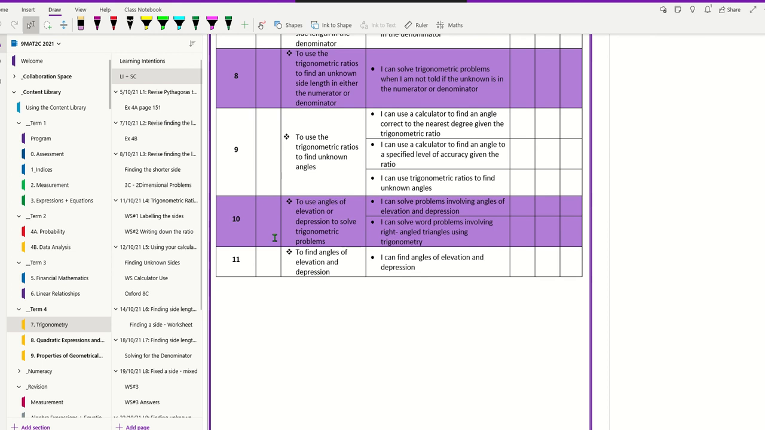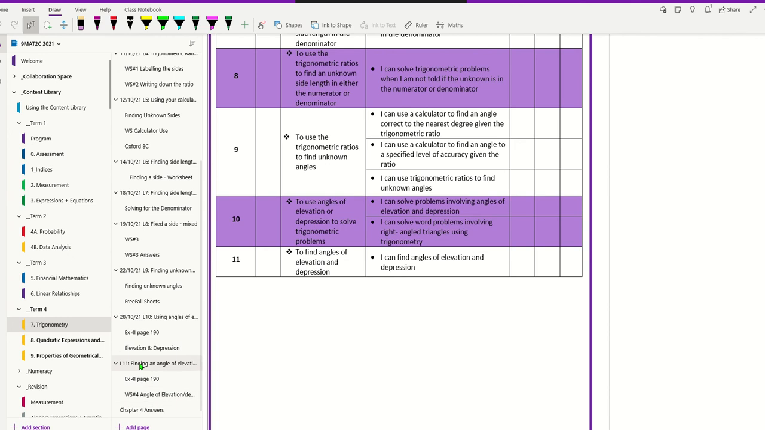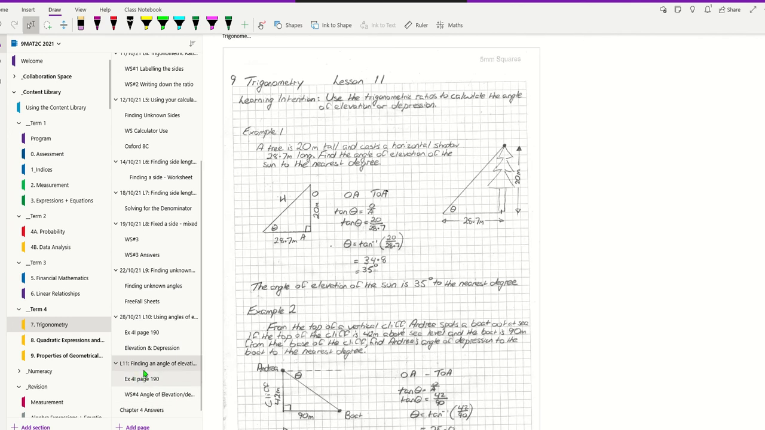You remember last lesson we used angles of elevation or depression to solve trigonometric problems. So we found missing sides when we had the angle. Today we're going to find the angle when we've got two sides for elevation and depression. So let's have a look. Okay, so learning intention: use the trigonometric ratios to calculate the angle of elevation or depression.